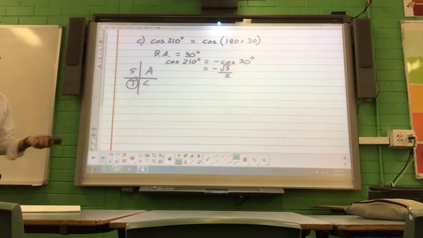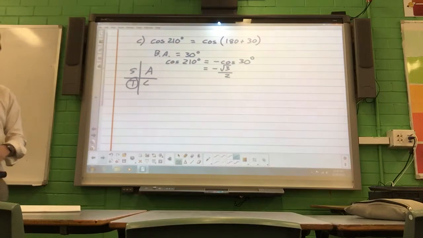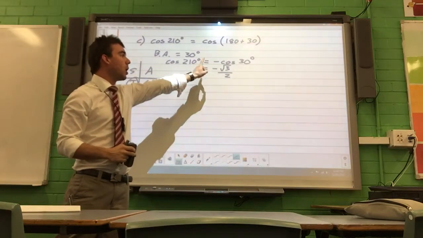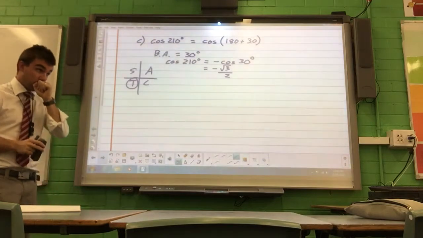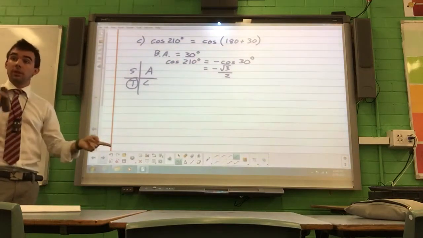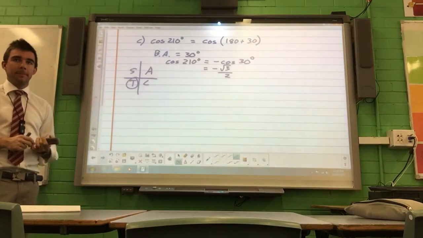Okay, so if you were to go to your calculator, you put cos of 210, you're going to get an irrational decimal, but it will be negative as well. So if you go cos of 210, and then if you then go negative root 3 all over 2, and put that in the calculator, get the decimal, those two decimals will be equal.